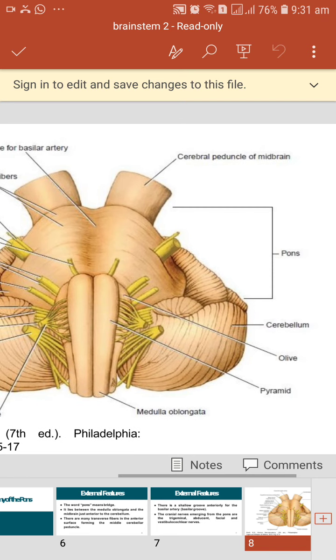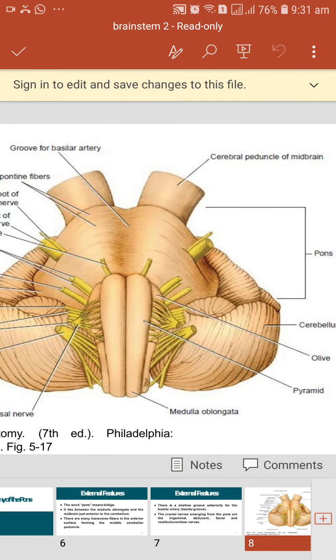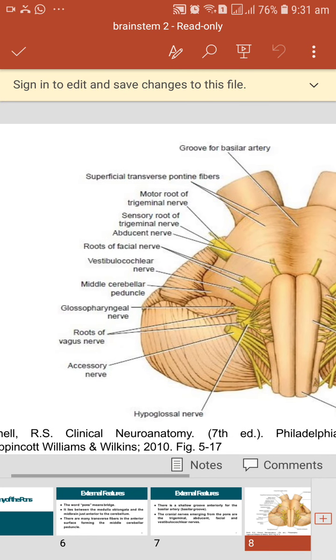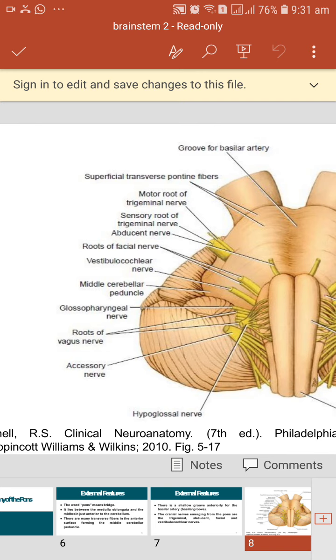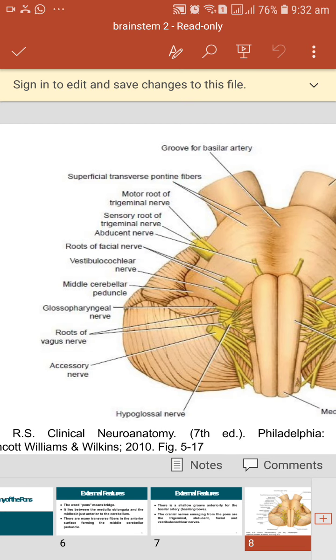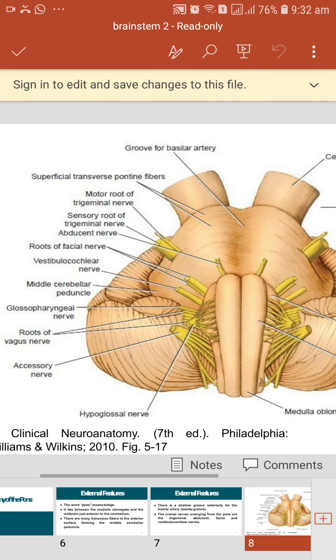Most laterally, you can see the trigeminal nerve and its two roots: the sensory root, which is lateral, and the motor root, which is medial. The sensory root is larger as it has the sensory supply, and the motor root of the trigeminal nerve is located medially. The other three cranial nerves, from medial to lateral, are the seventh, which is the facial, the eighth, which is the vestibulocochlear, and also the abducent nerve.